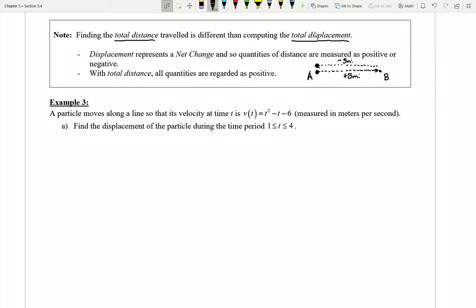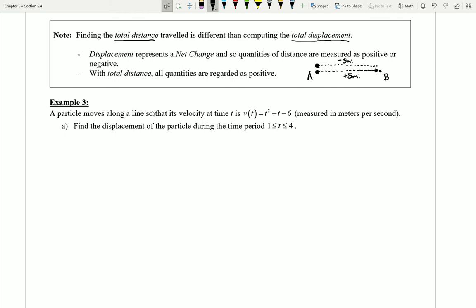So let's take a look at example number 3 to get a sense of how this comes into play. Suppose that a particle is moving along a line, like what we have here. Maybe it's ping-ponging back and forth between a point A and a point B. Its velocity at any given time, the rate of change of its position, is given by this equation, and we'll say that it's measured in meters per second.